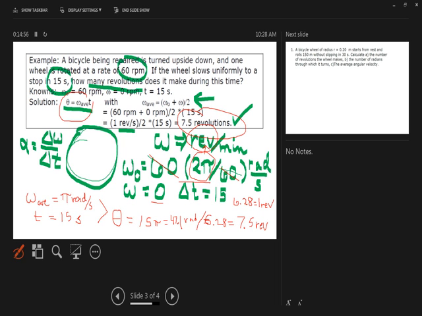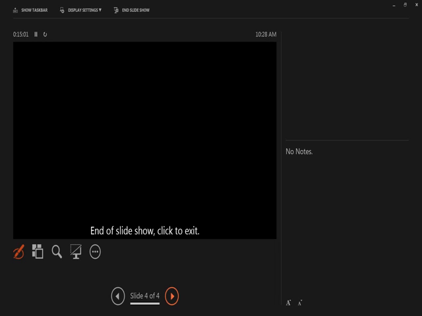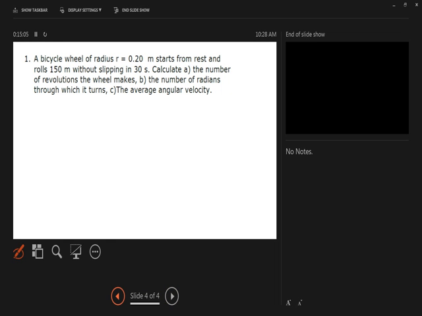Okay, let's take a look at another problem then. A bicycle wheel starts from rest and rolls 150 meters without slipping. When we have these sorts of conditions, rolls without slipping, that means that the distance traveled by the wheel in a straight line is related to the angle that the wheel turns through as it's rotating times the radius of the wheel. So this is a connecting formula between linear distance on the left and rotational distance on the right. And notice that we have r and we have x.